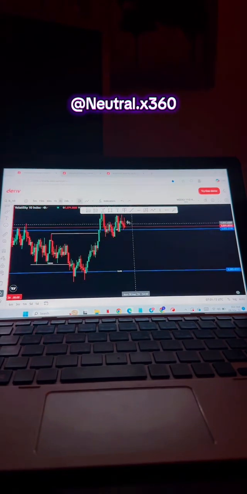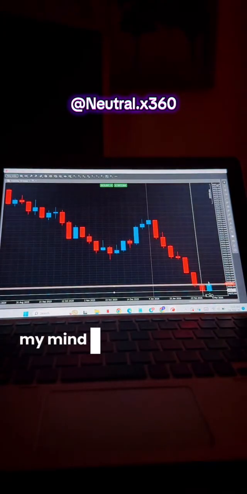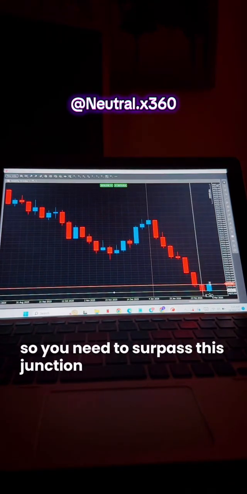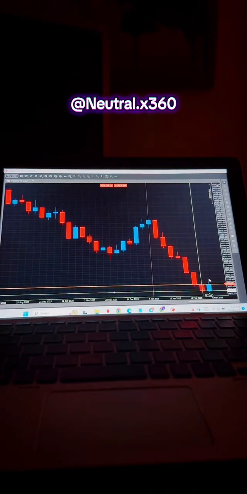So what I want to say on the V10, guys, is this. Price is falling, and it looks like a buy, but my mind doesn't want to go for a buy. I feel this structure is about to change. For this last candle to go to the upside and even surpass this huge one, that means there's potential to go to the upside, or it might be a structure that will go down, a downtrend movement.